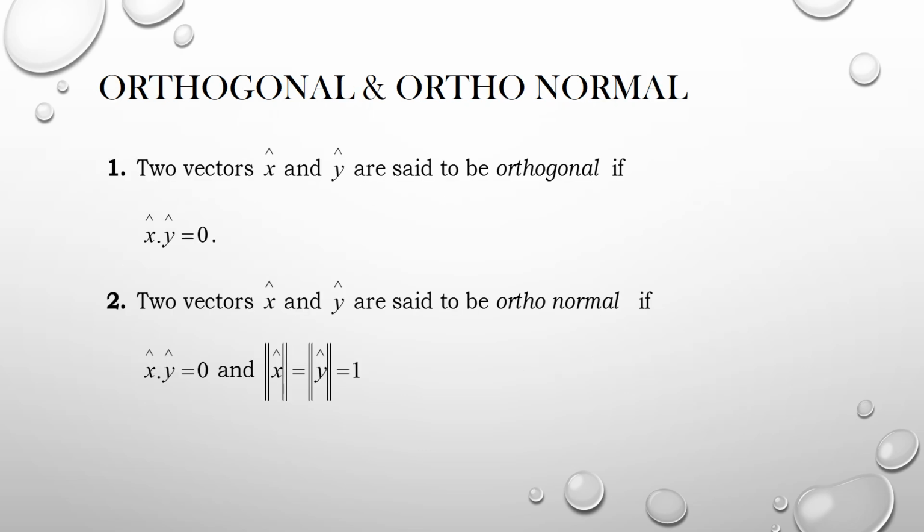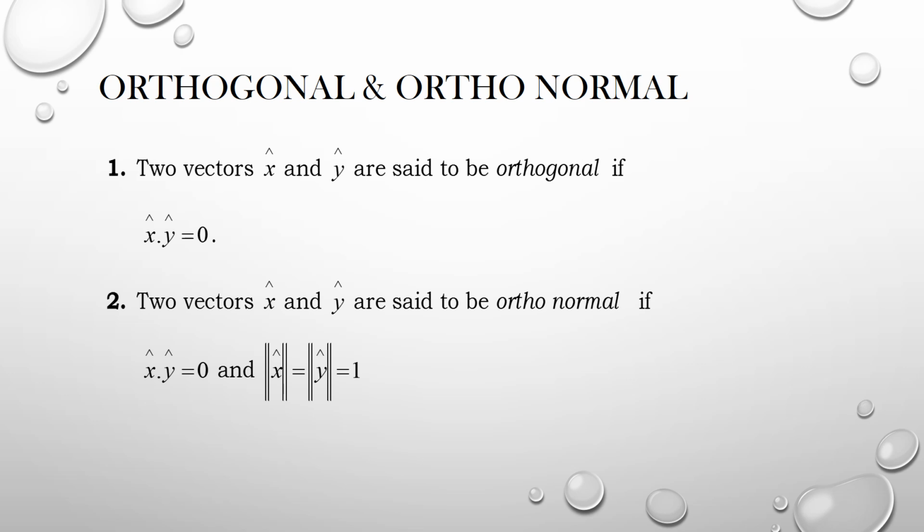Now we have to learn some terminology which is very useful in the further study of vector differentiation. Particularly, we must know what is meant by a unit vector. If x cap is a vector in Rn, and its norm or length is 1, such a vector is called a unit vector. So, a unit vector is a vector whose norm or length is 1.